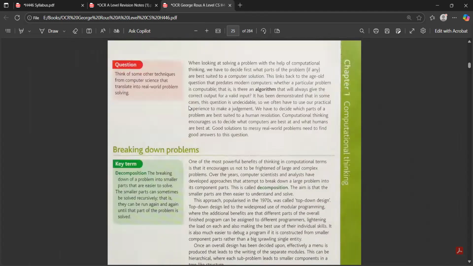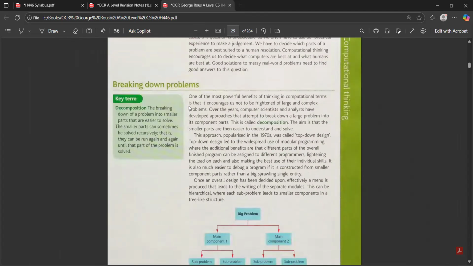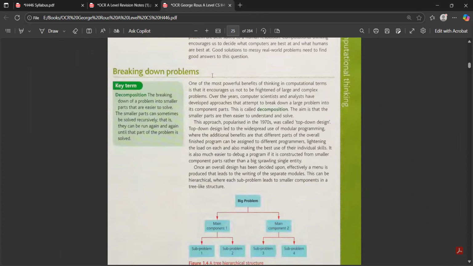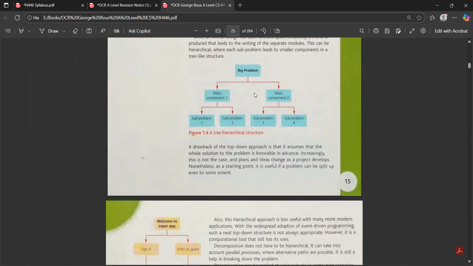Do you know the concept of decomposition? It's like you break down your big problems into even smaller parts so that you can solve them. You break down problems into smaller problems. You can do that recursively, that means that you can run it again and again. This will also come here. This is one of the areas of computational thinking.